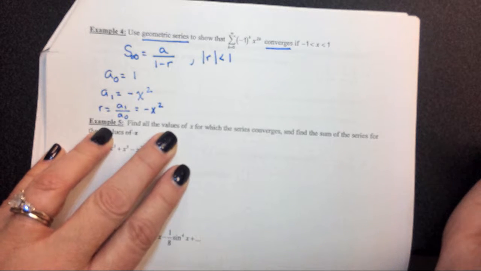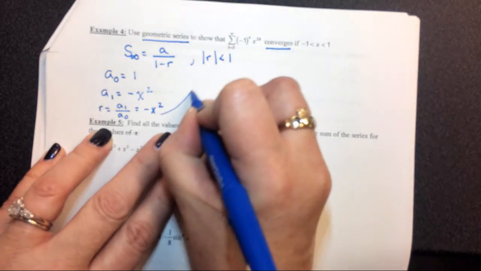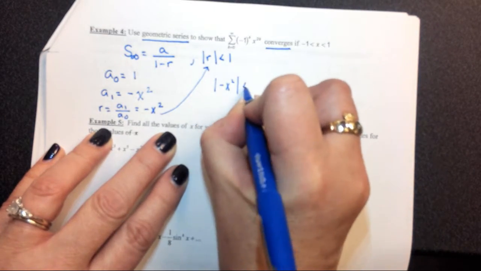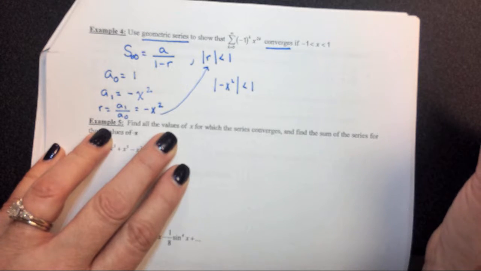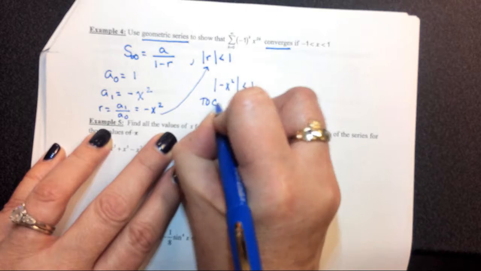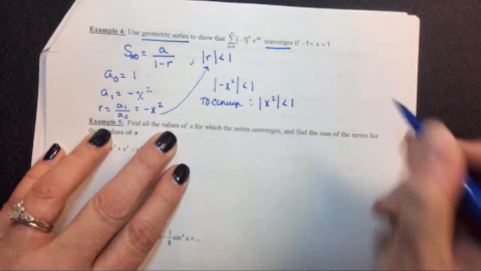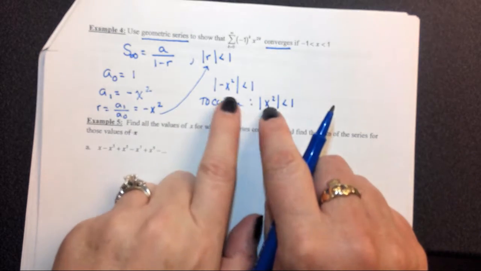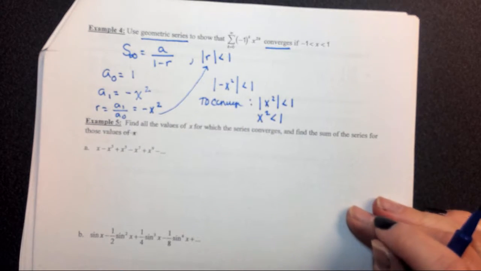So I know in order for this geometric series to converge, the absolute value of my common ratio has to be less than 1. If I take negative x squared and plug it in for r, the absolute value of negative x squared has to be less than 1. So to converge, I know the absolute value of x squared is going to be less than 1. Again, I can drop that absolute value, and now I know x squared has to be less than 1.